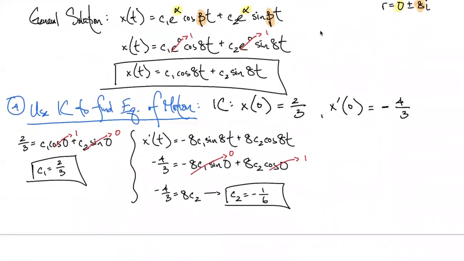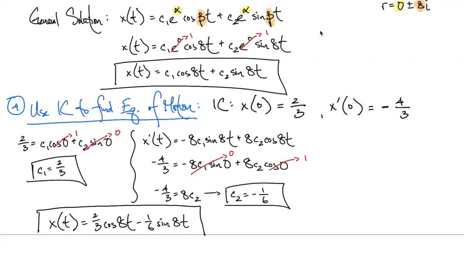All right, but you do want to make sure that you write out that final answer. Most of us are doing that. A handful of us are still not writing that final answer, but please, please make sure at the end you take your x of t. Everywhere we see a C1, we put in the value we found. Everywhere we see a C2, we put in the other value we found. So 2/3 cosine 8t minus 1/6 sine of 8t. And so this is our equation of motion for this particular spring mass system.